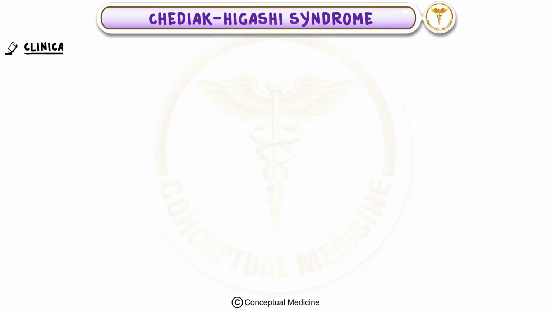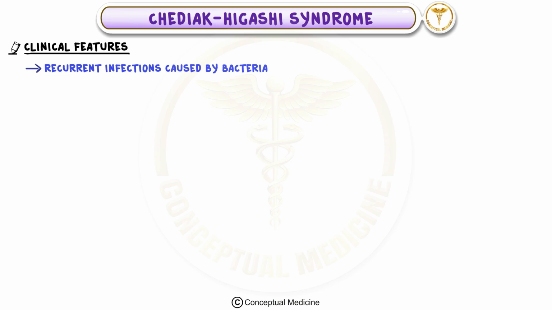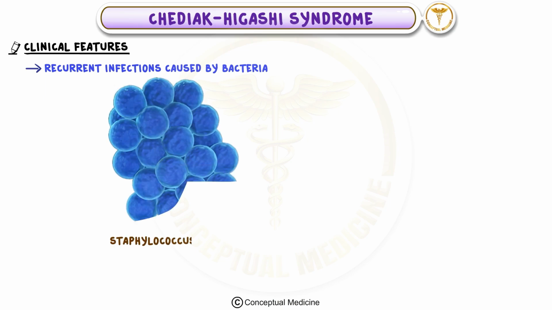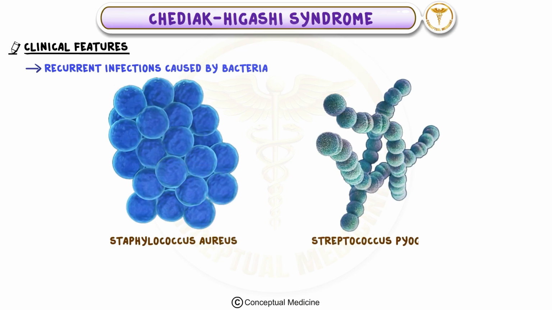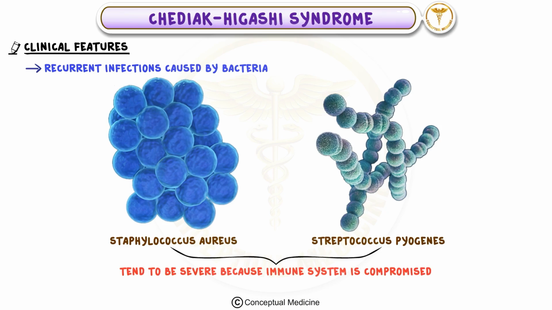Now let's move on to the clinical features. Patients with Chediak Higashi syndrome often present with recurrent infections caused by bacteria such as Staphylococcus aureus and Streptococcus pyogenes. These infections tend to be severe because the immune system is significantly compromised.